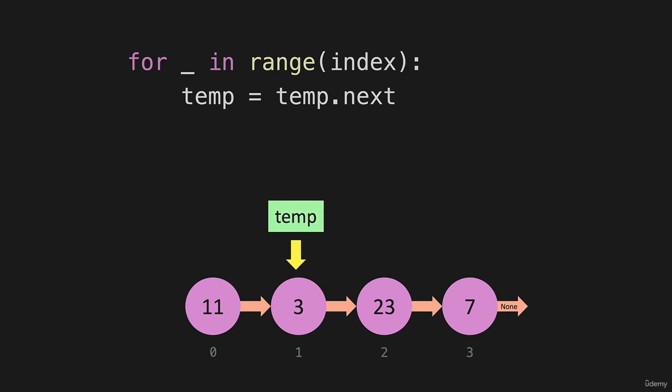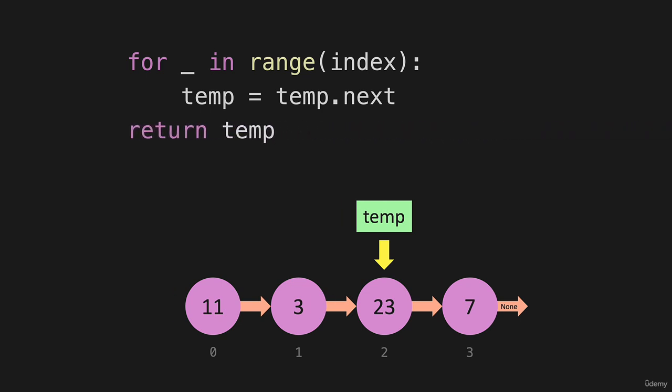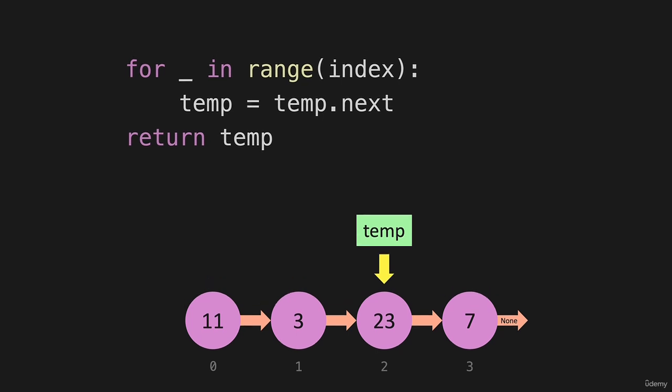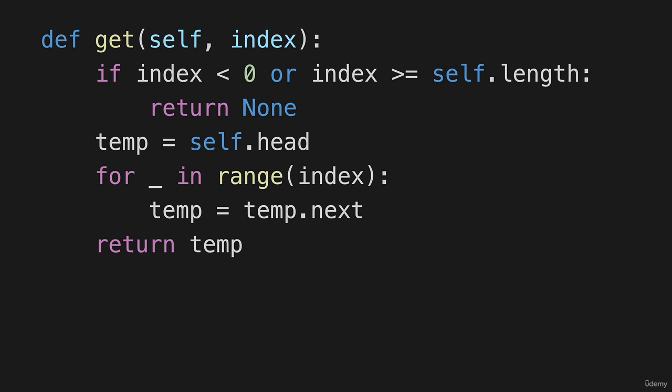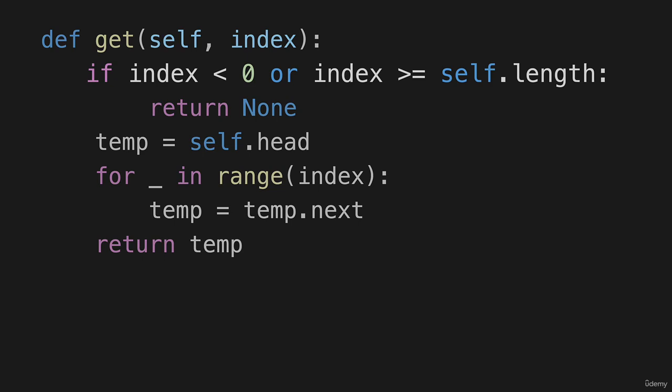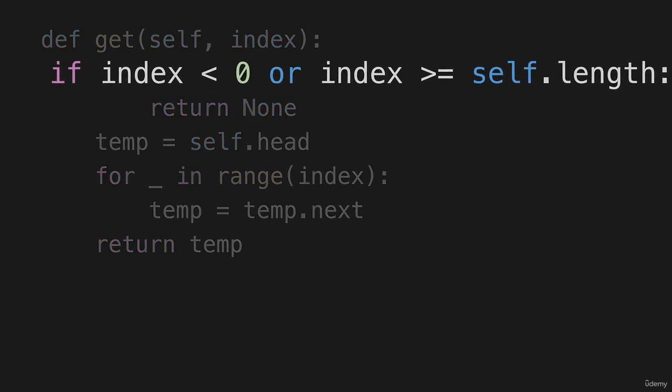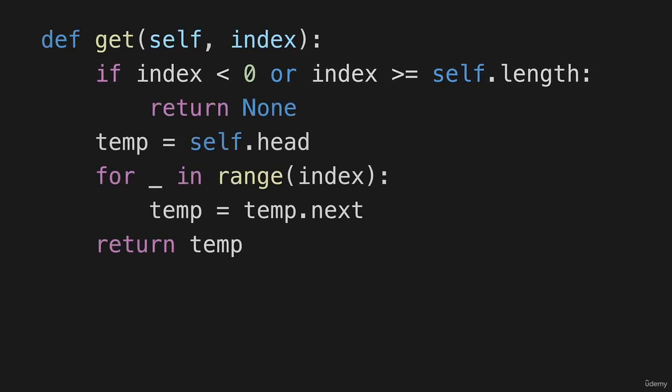If this was a 2, we'd go 1, 2, and then temp would be pointing at the node that we want to return. And once we've done that, we can just say return temp. Now let's look at this code with the rest of our code. Now this was all pretty straightforward here. The only real gotcha that you may not have thought about is this part here to test to see if the index is valid.